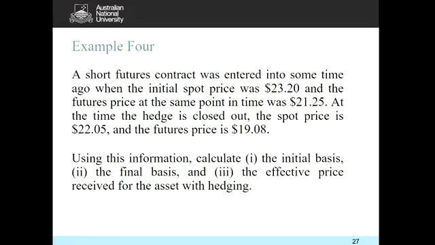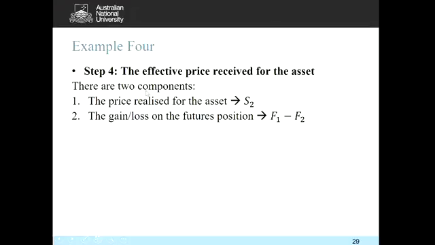Now, finally, we need to work out the effective price we received for this asset with hedging. Remember, we entered into a short futures contract some time ago, say 3 months ago. Now let's fast forward 3 months. The contract is about to expire, and we are not interested in physical delivery. Because this is a short futures contract, how can I close out my position? I take a long futures contract right before it expires. So let's go to the last slides.